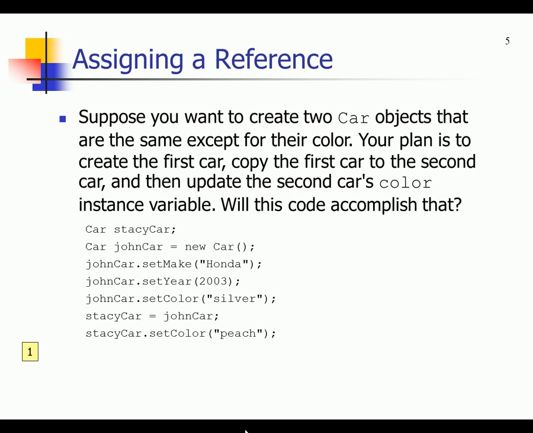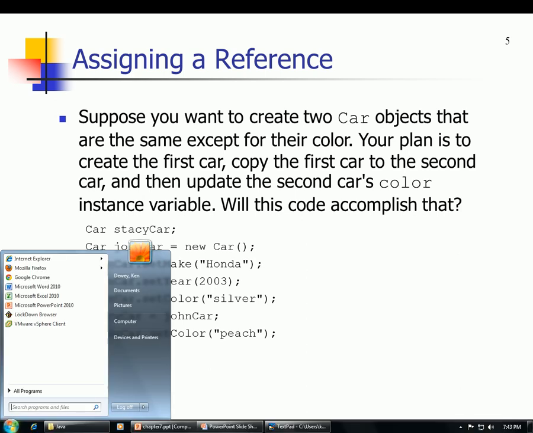So we say Stacy car is equal to John car. Just like mouse 2 is equal to mouse 1. Did we create a brand new car? Is Stacy car a new car? No, it just points to John's car. It's basically saying we both drive the same car. So when she goes out at lunchtime and changes the color of the car to peach, what happened to John's car? Divorce time. John now drives a peach car.